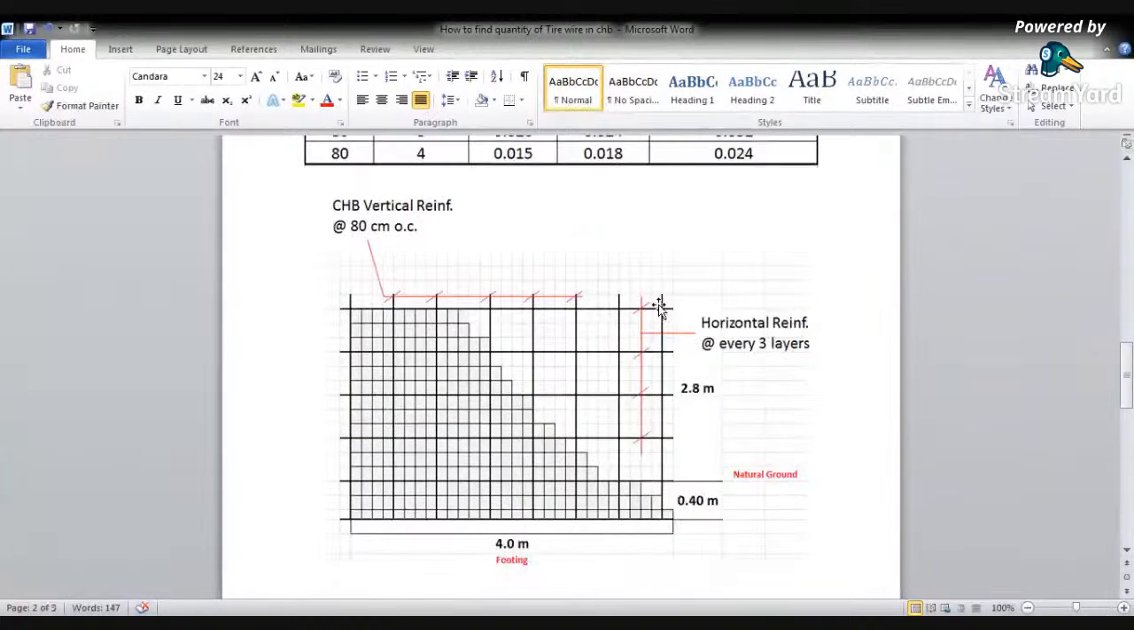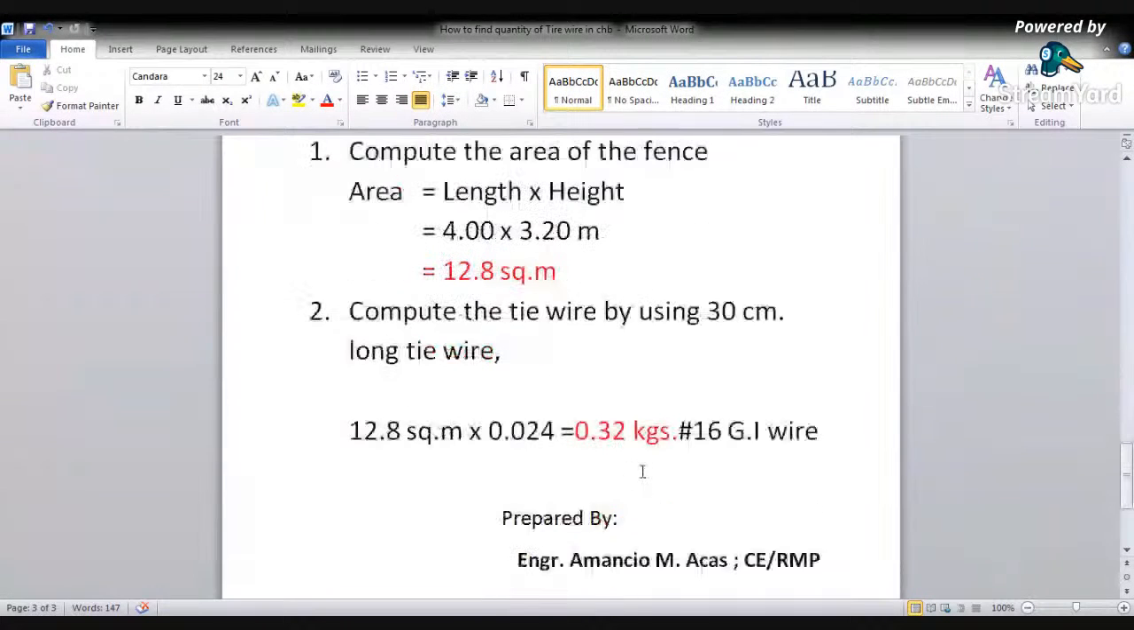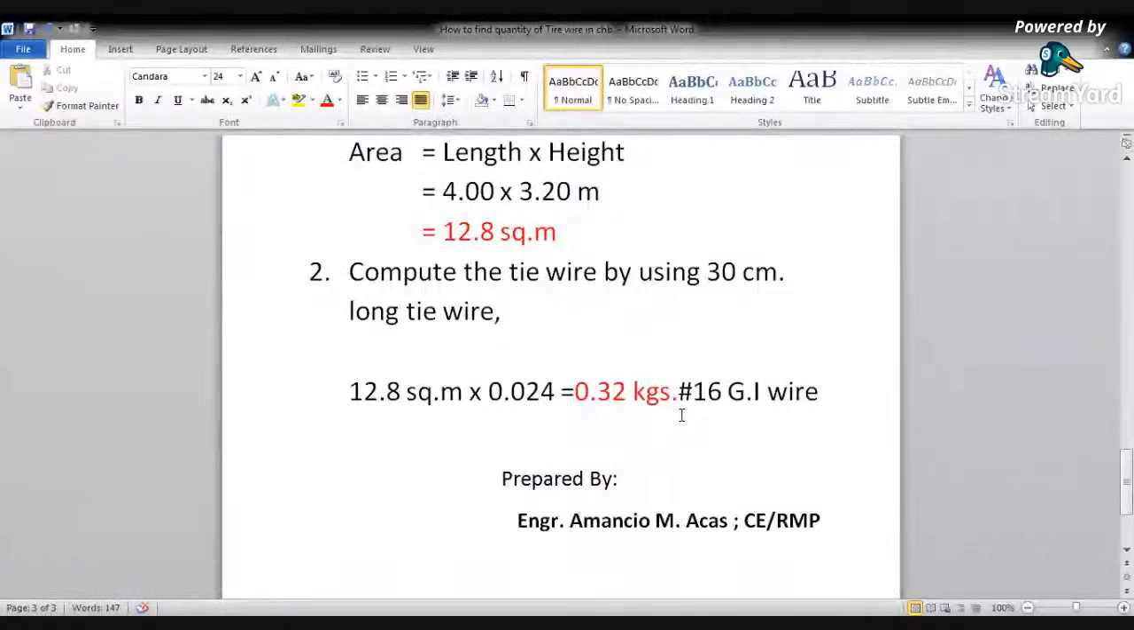So going back to the computation, the area is 12.8 square meters times 0.024 is equal to 0.32 kilograms of number 16 GI tie wire. So it means that for the fence size of 4 by 3.2, with vertical spacing of rebars at 80 centimeters and horizontal rebars at every 3 layers, we need 0.32 kilograms of GI tie wire number 16.